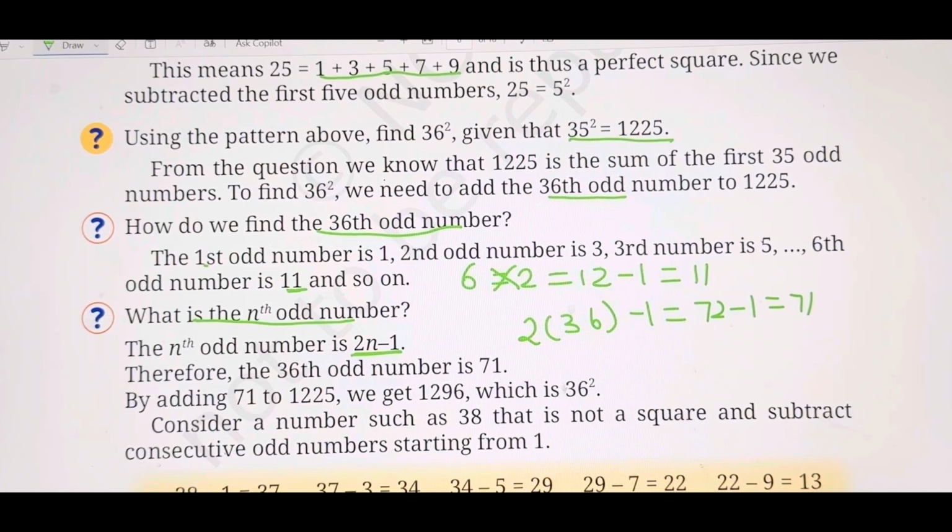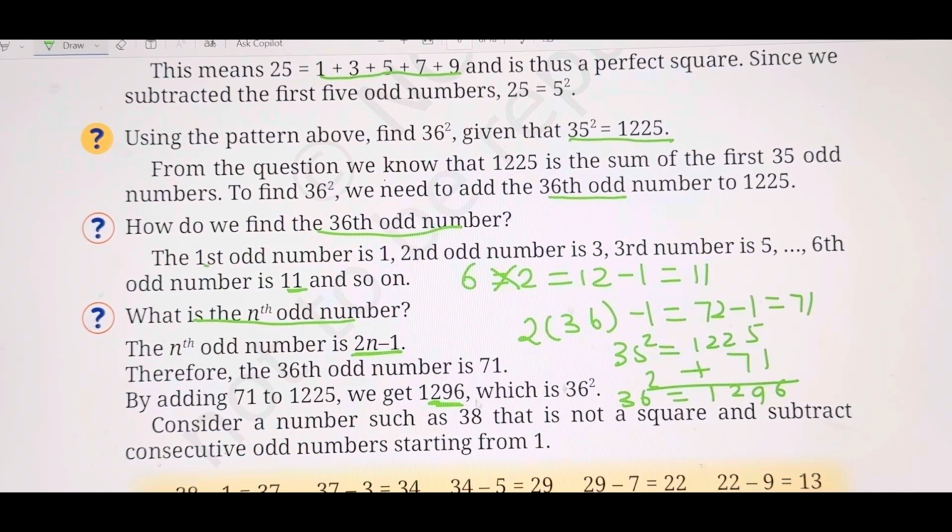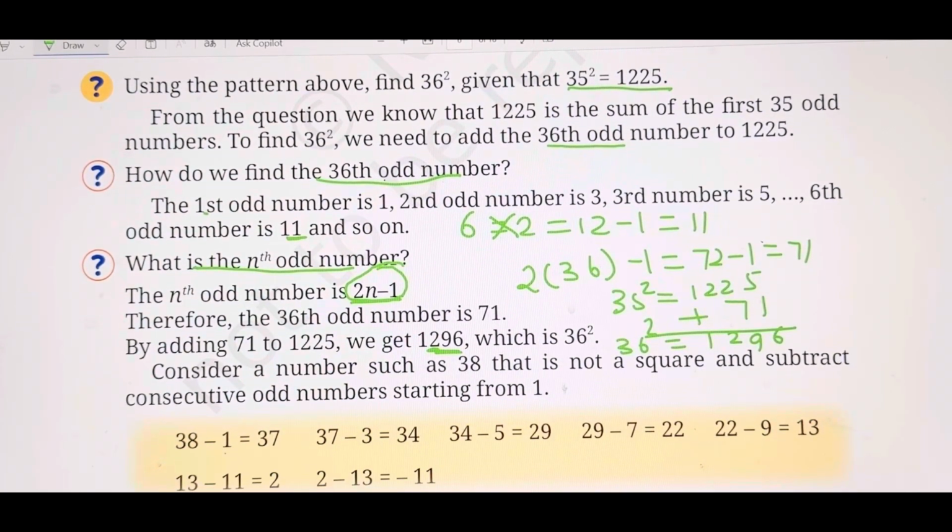So you got 71, and now 35 square was 1225. So if you add 71 to it, you get the next square, that is 36 square, 1296, right? So this formula is very important. You should remember how to find the nth odd number. And this way you can find out any square. If you know one of the squares, you can find out its consecutive squares very easily.